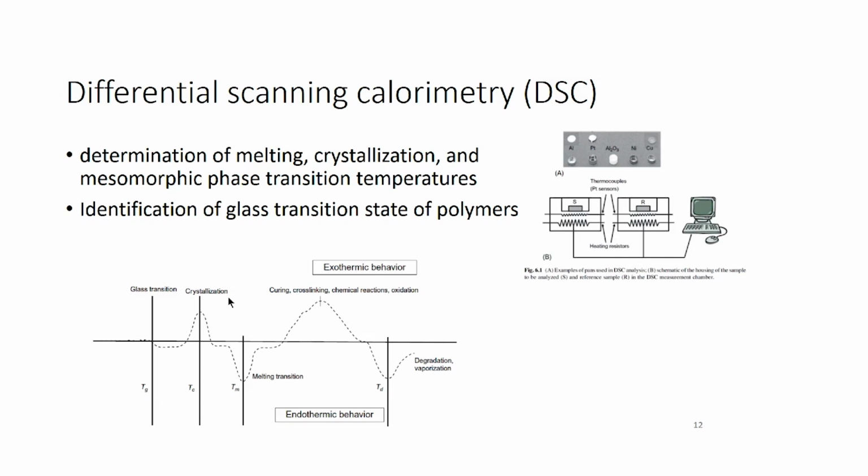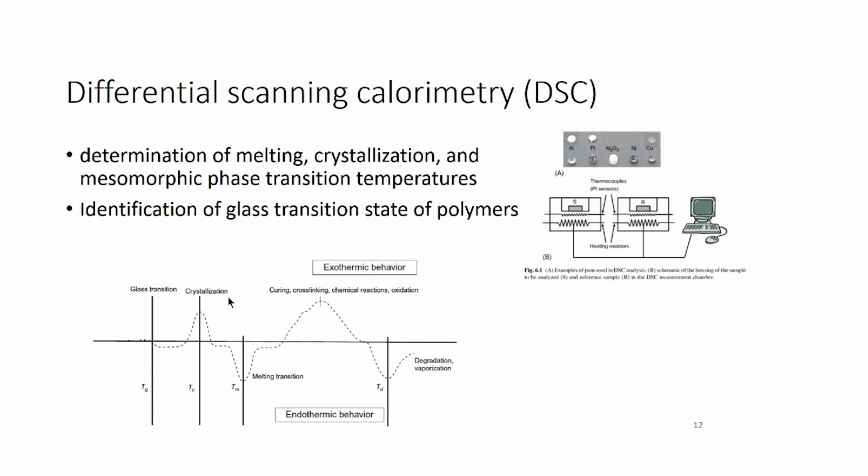So, DSC finds out the material's melting point, crystallization point, glass transition temperature, and the phase change of the polymers. Those things can be found out using a differential scanning calorimeter. The instrumentation involves, as you can see in the picture, two pans: one is a reference and another is a sample. In the sample pan we keep our material, and the reference pan would be an empty pan, or you can have a comparable reference material.